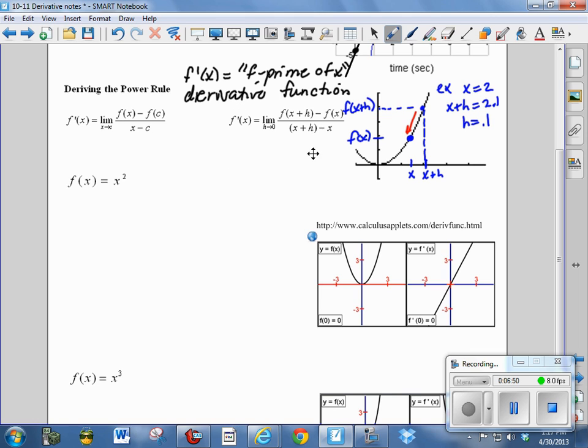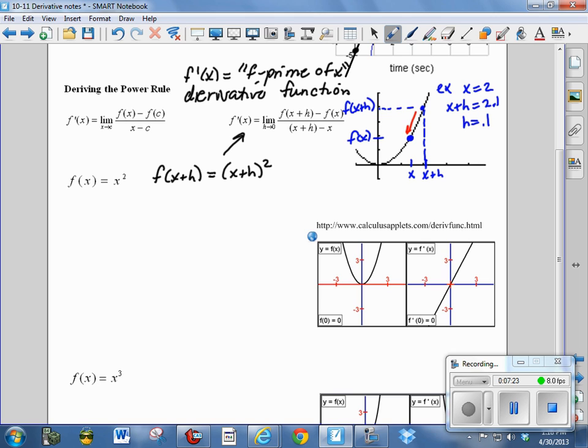Now I'm going to take this formula and apply it to a situation where f of x equals x squared. So if f of x equals x squared, then f of x plus h means substitute x plus h into the function and square it. So f of x plus h is x plus h squared. So in my formula up here, I am going to substitute x squared for f of x and x plus h squared for f of x plus h.